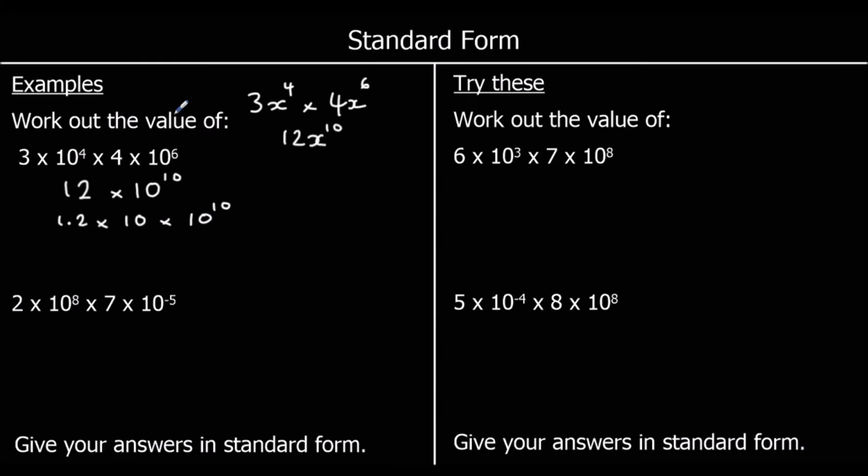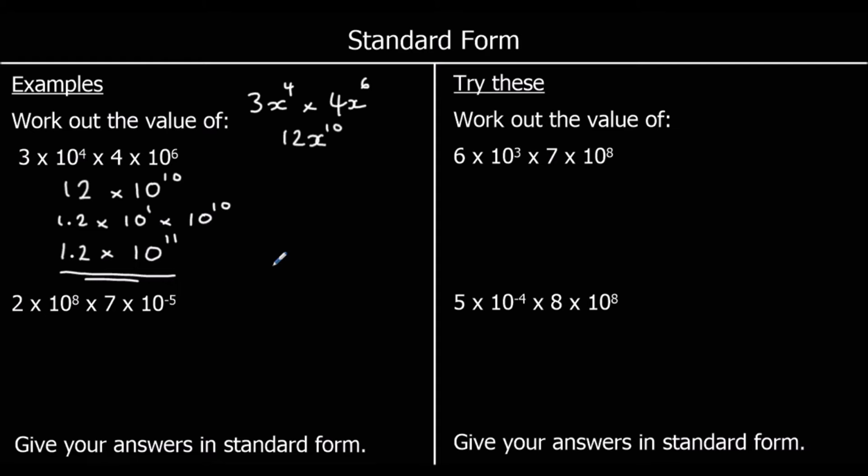So I've changed 12 into 1.2 times 10. So it's still times 10 to the power of 10. And that gives me 1.2 times 10 times 10 to the power of 10. 10 times 10 to the power of 10 is 10 times together 11 times. So 10 to the power of 1 times 10 to the power of 10 is 10 to the power of 11. And that is in standard form.